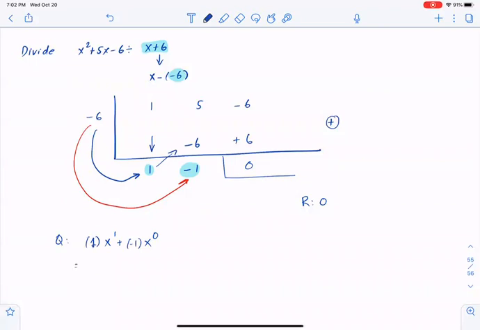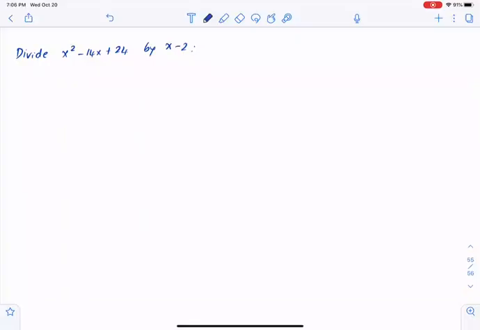So negative 1 times x is negative x. Negative 1 times x raised 0 is simply negative 1. Sorry, that should be a positive x. So the quotient is x minus 1. I was looking in the wrong place. So we have x minus 2 as required by synthetic division.